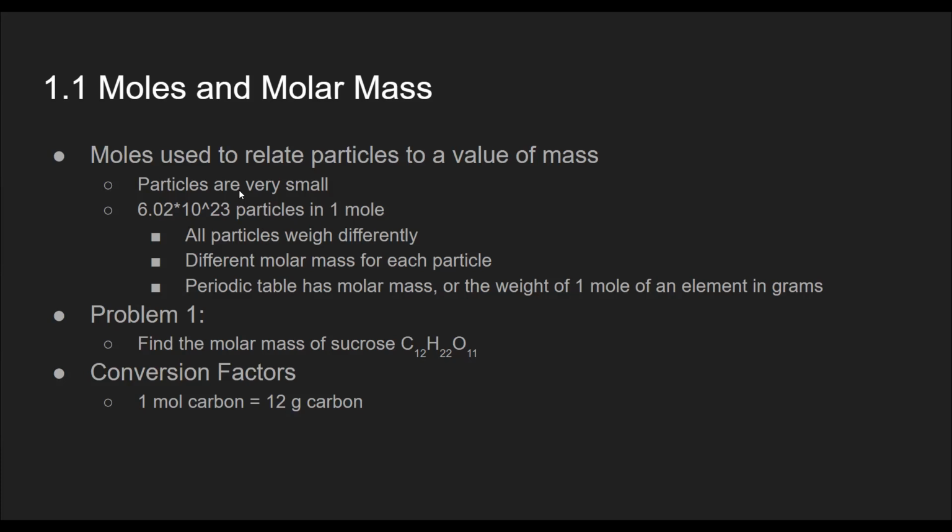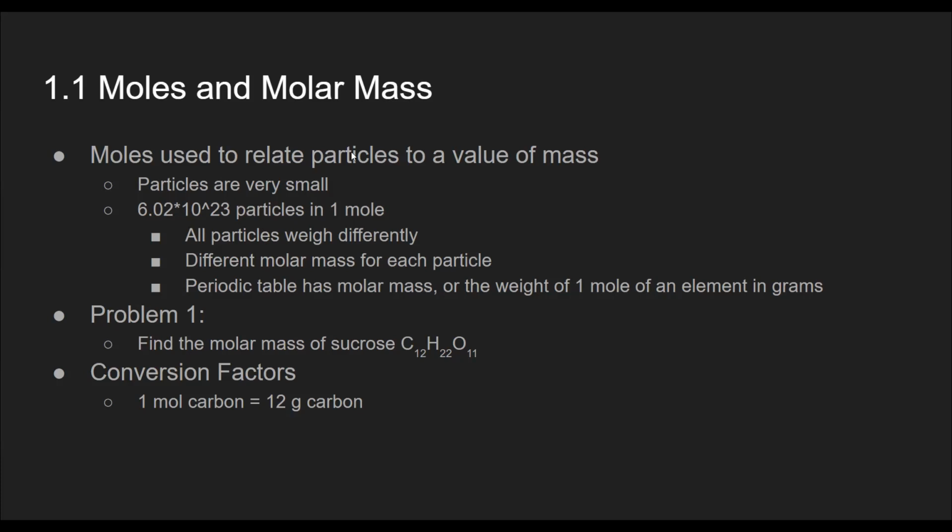So the thing is, all particles weigh differently, and in order to convert the amount of moles into a weight like grams, there's something known as the molar mass. There's a different molar mass for each element in the periodic table. The periodic table has the molar mass, or the weight of one mole of an element in grams, at either the top or bottom of each element.